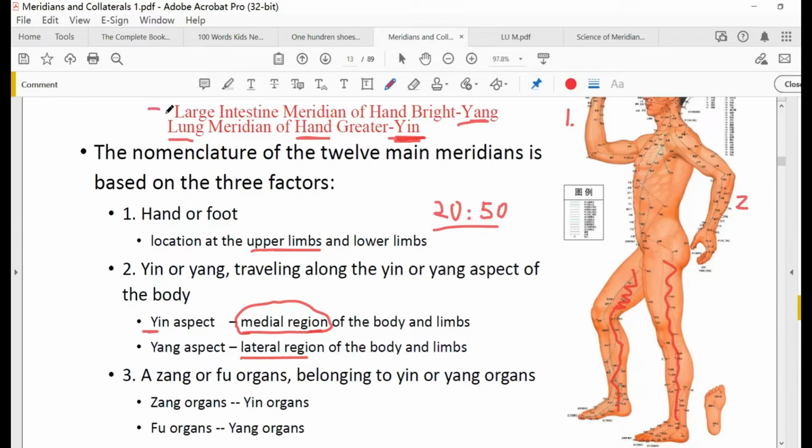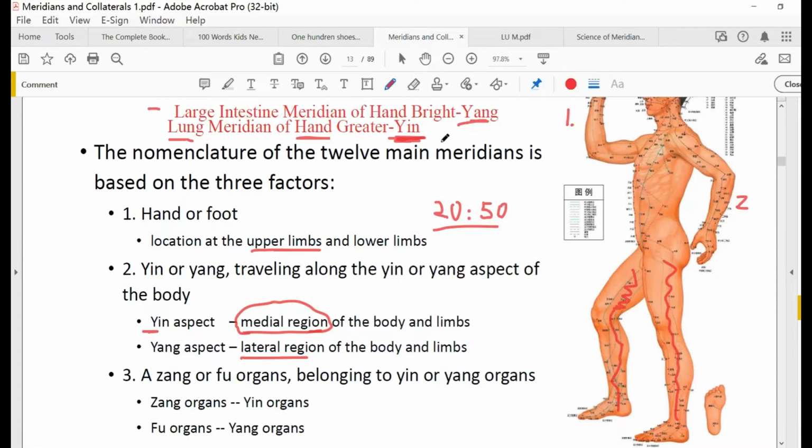On the other hand, let's take a look at the large intestine meridian of hand bright yang. Does the large intestine belong to a yin organ or yang organ? Yang. Yeah. So is it a zang organ or fu organ? Fu, right? It's a fu organ.